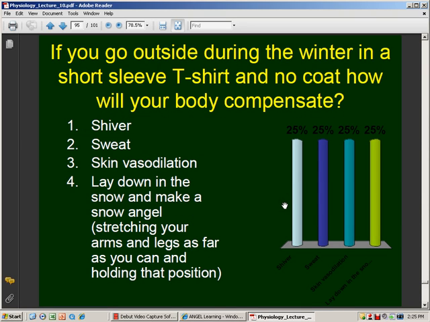So if you go outside during the winter in a short sleeve t-shirt and no coat, how will your body compensate? Lay down in the snow, make snow angels, stretch your arms and legs as far as you can, holding that position? Yeah, kind of no. Right. Will you vasodilate on the skin? What color would that turn your skin if you vasodilated? Red. That doesn't happen out in the wintertime. Do you start sweating out there? Nope. You start shivering. Right.